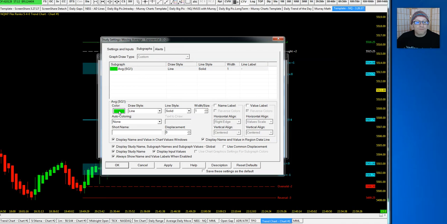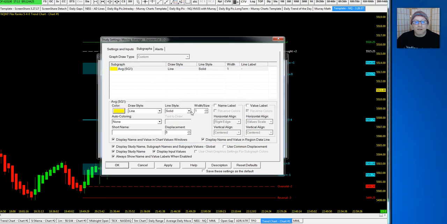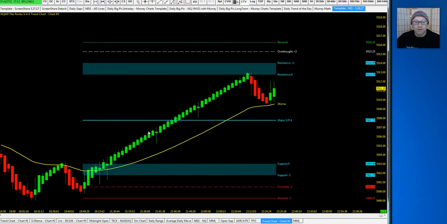And in the subgraphs, I'm going to go ahead and choose yellow. And I like to thicken the line here. And I also like to see the name on the chart as well. So I'm going to check 34 EMA. Click on the name label. And I would like to see it right on the edge there. Again, I don't want to see all that display at the top. And I hit OK. And I hit apply. And all of a sudden, now I have myself a 34 EMA.